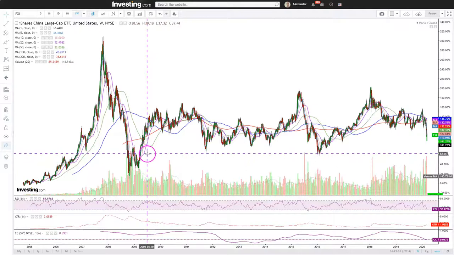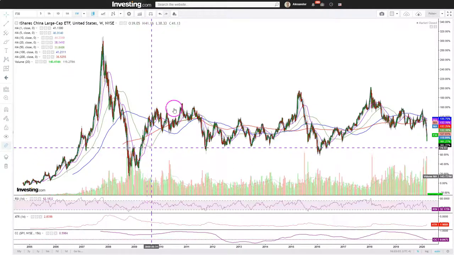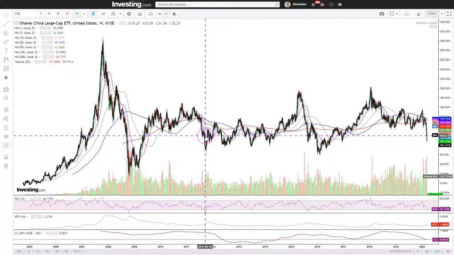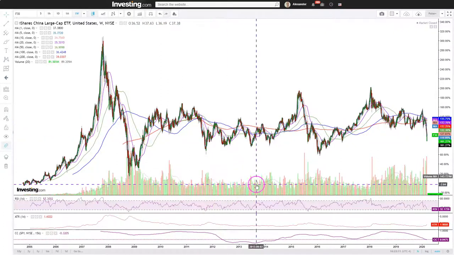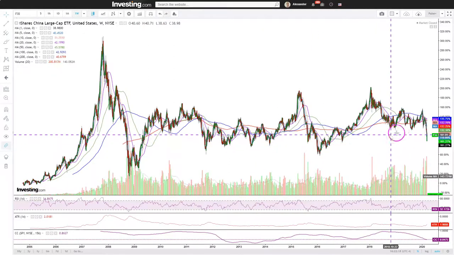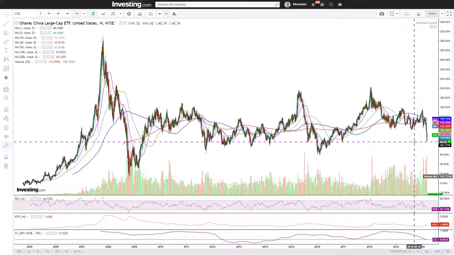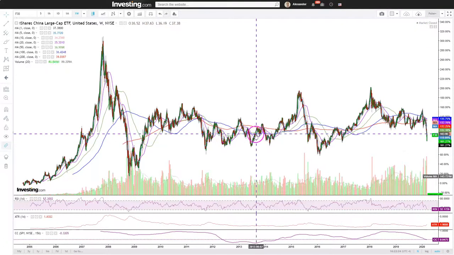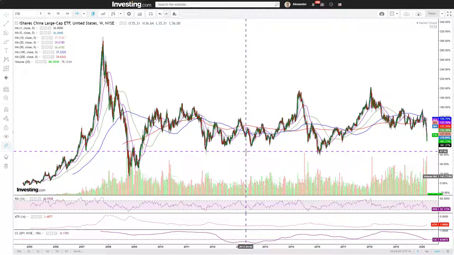We are stuck in this range. Lower part of the range, upper part of the range. We've been stuck here for over a decade in the exact same range. The interesting thing now is that we have fallen to the lower end of that range. This is where we are now. Historically it's been a buying opportunity.